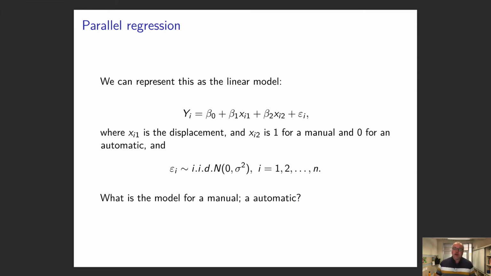What about if this is a manual? This would be a 1. So you'd now get beta 0 plus beta 1 xi1 plus beta 2. So you've got a new intercept. You've got a beta 0 plus beta 2 is your intercept. So beta 2 is the extra amount you add to the intercept to get your manual. Okay.